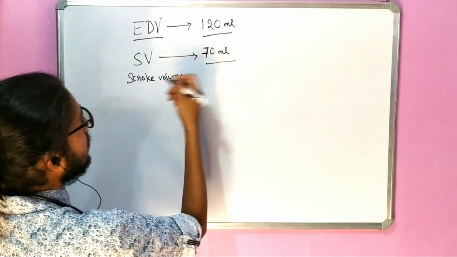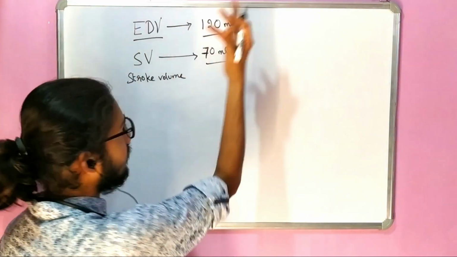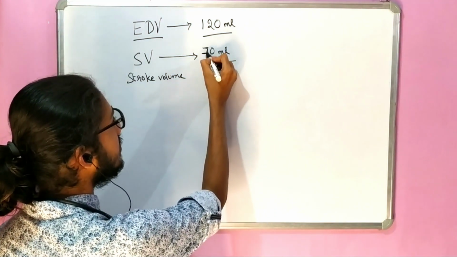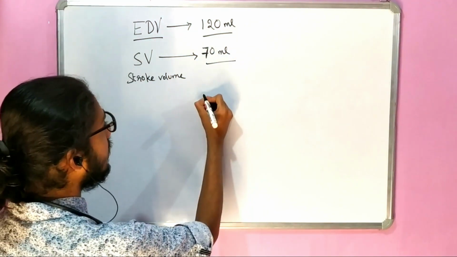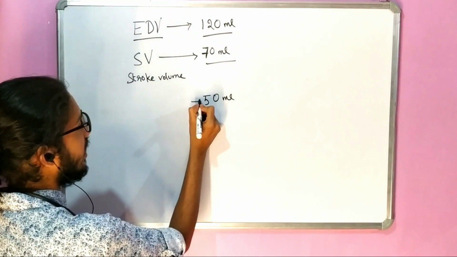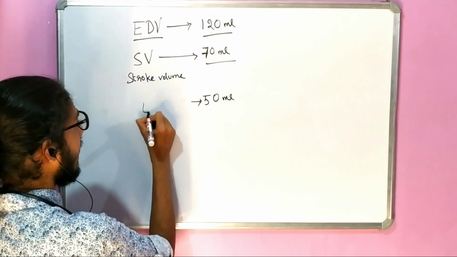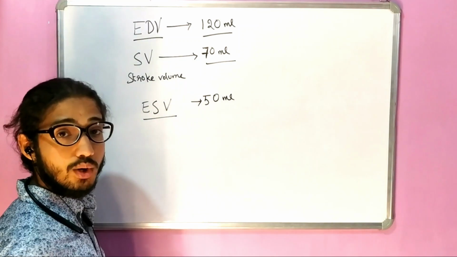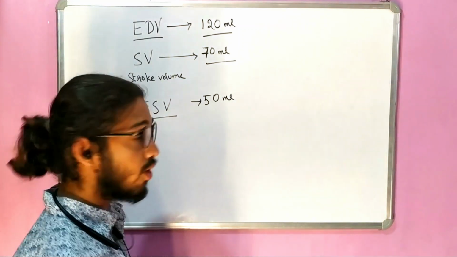Post stroke volume, or post the systole, obviously after the diastole there is systole that occurs, and during the systole this 70 ml goes out. The remaining 50 ml is left in the ventricle, which is your end systolic volume. Okay, we call it end systolic volume.